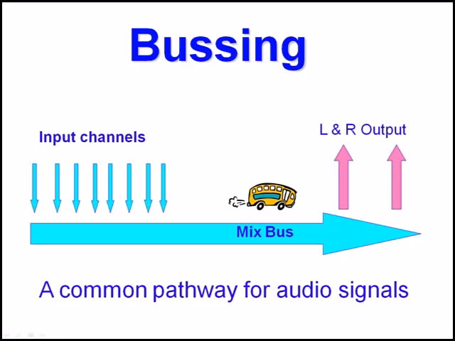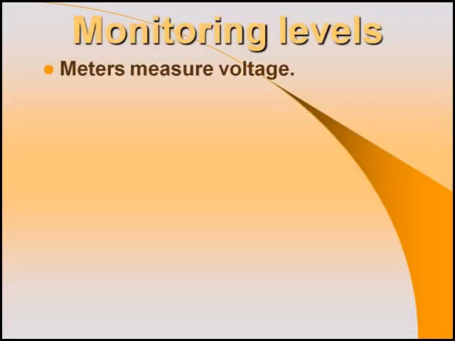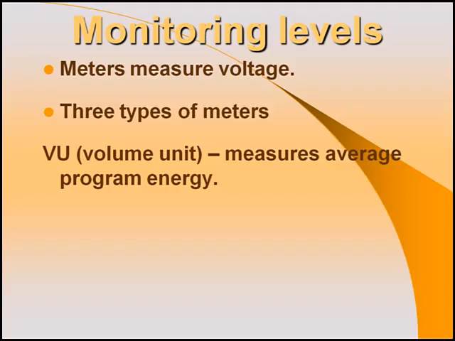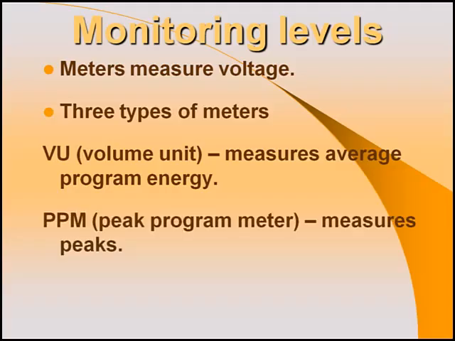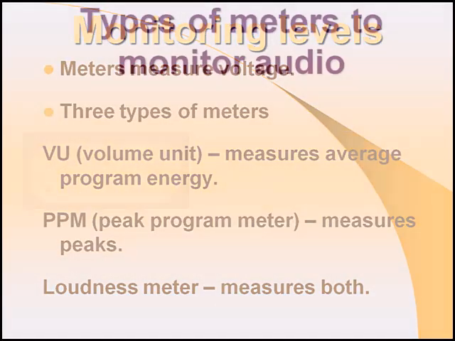Since the main function of using an audio console is to control the audio, you must be able to monitor the audio levels that are going through the console. To accomplish this, all consoles have some type of metering, where voltage levels of the audio signals can be measured. There are 3 types of meters: volume unit meters, which measure the average program energy; peak program meters, which measure the program peaks or the instantaneous maximum sound levels; and the 3rd type of metering is known as loudness meters, which measure both volume units or average program energy and peak program energy.